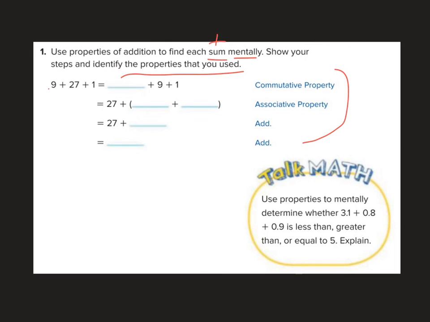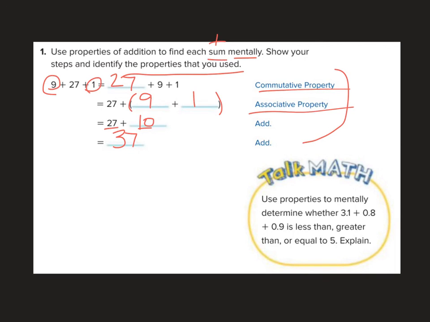Okay, so I see that 9 and 1 makes 10. So I'm going to switch numbers around using the commutative property. So I'm going to have 27 plus 9 plus 1. Okay, I want to do 9 plus 1 first, so I'm going to group them to make it 10. 27 plus 10, now that is 37.